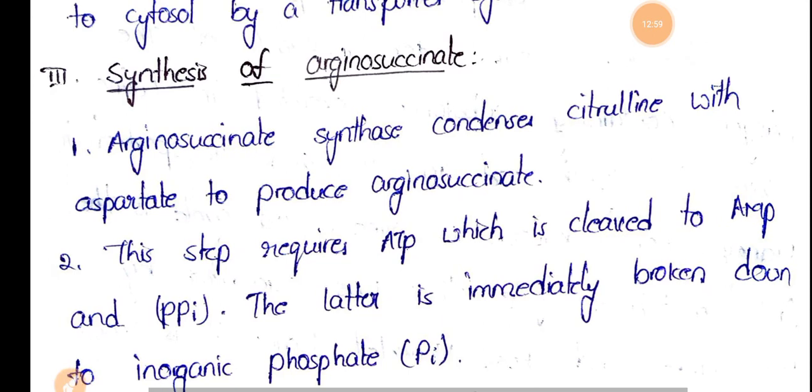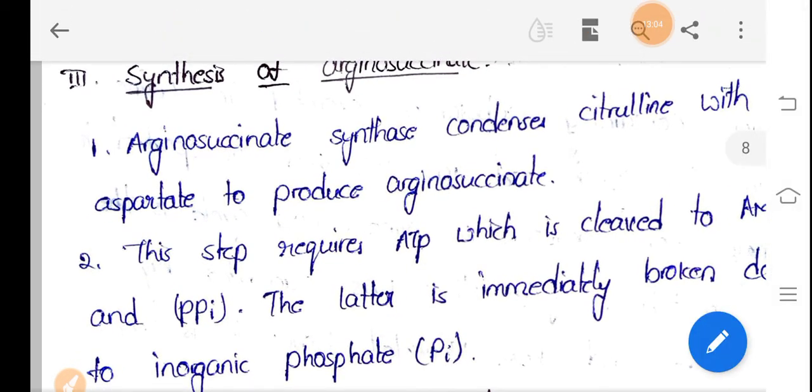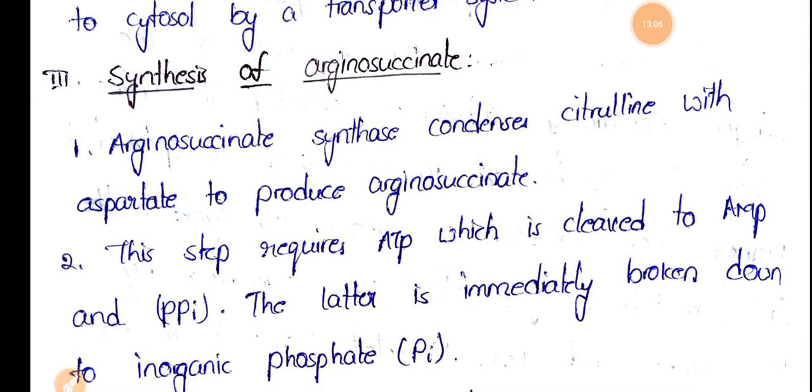So let's see the third step. Obviously this third step will be occurring in the cytosol. Why? Because citrulline has now moved to the cytosol from the mitochondria. Okay, so let's see what is going to happen during this third step. The third step is nothing but the synthesis of argininosuccinate. Argininosuccinate is produced during the third step of the urea cycle.